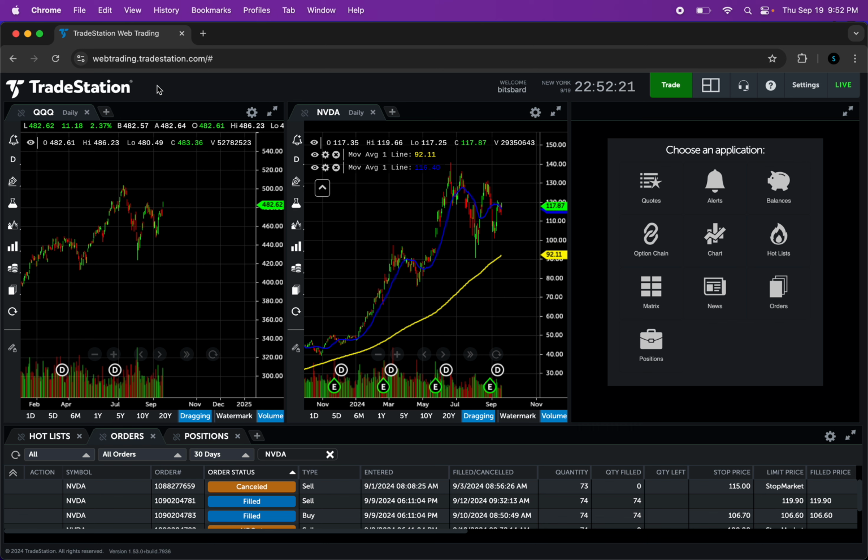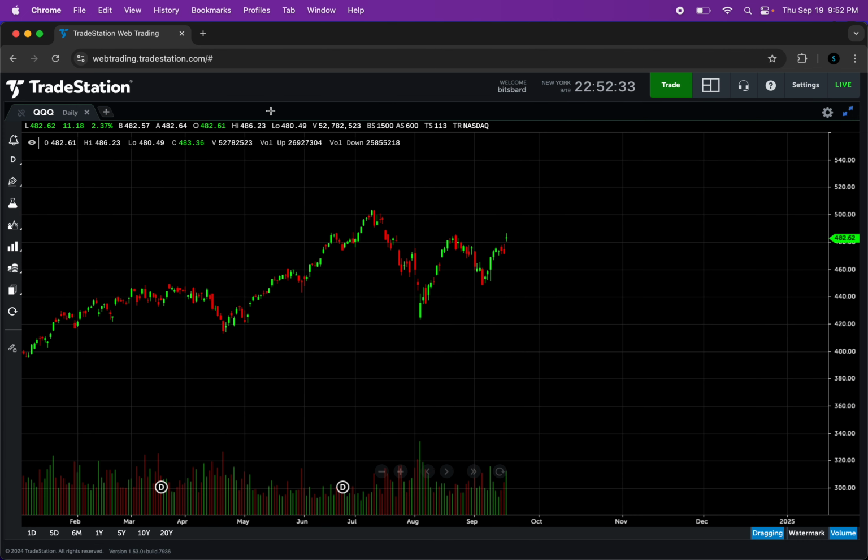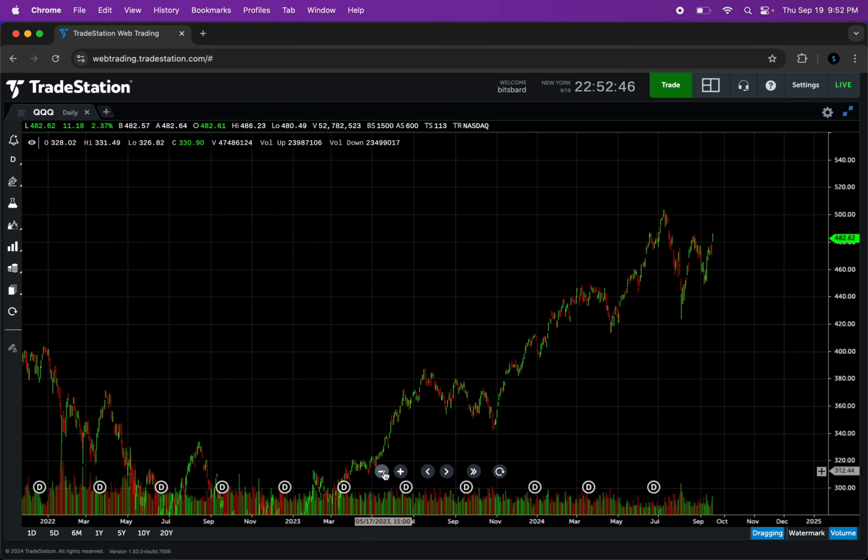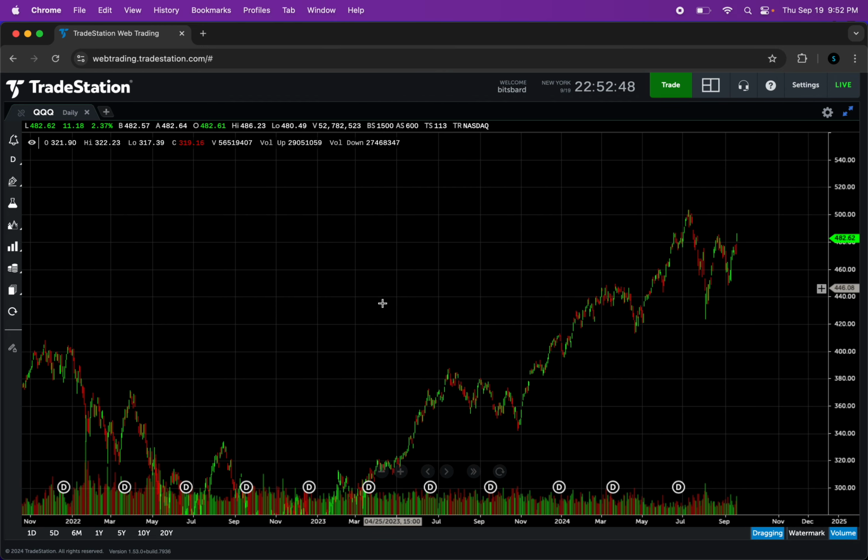So let's get into it. I'll start by doing an analysis on the total market of the ETF QQQ, also known as the Qs, which is 100 NASDAQ stocks that is commonly used to evaluate the NASDAQ, and that also contains NVDA.